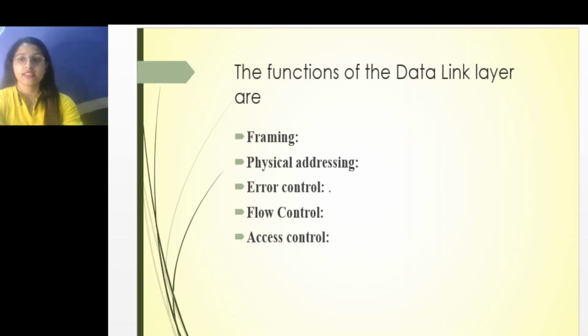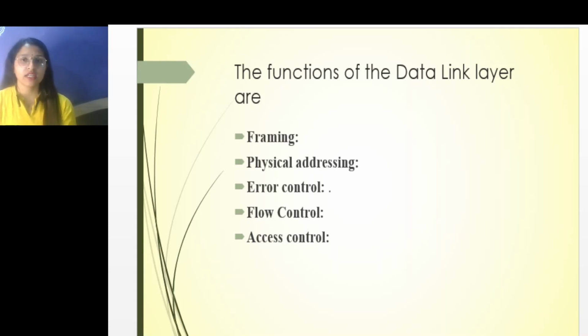And next is the access control. Access control means if n number of devices want to use some channel, how are they going to access that media? That comes under the access control. So when a single communication channel is shared by multiple devices, the media access control deals with the method to determine who will access the channel and for what amount of time. So that is the function of the data link layer.